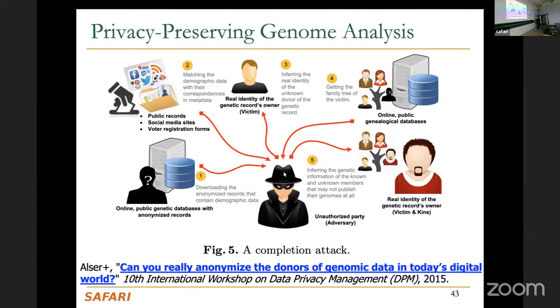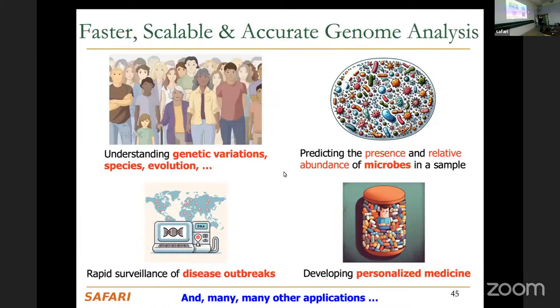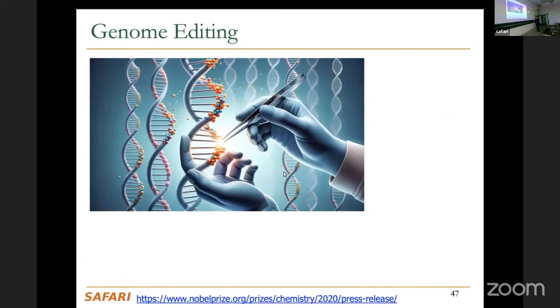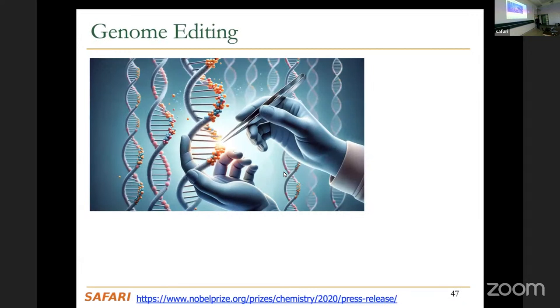And of course, there are certain privacy preserving ways of doing it, so that even if the data is leaked, it's not vulnerable to individuals. Supposedly there are companies promising that, but of course, you never know. So that's why this analysis in a faster, scalable, and accurate way is really important for, as I said, many reasons. And again, applications are really limited only by imagination.